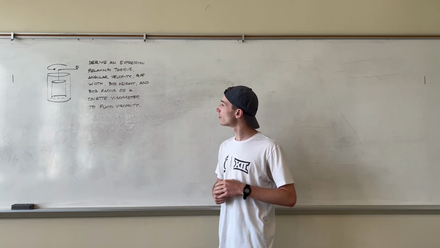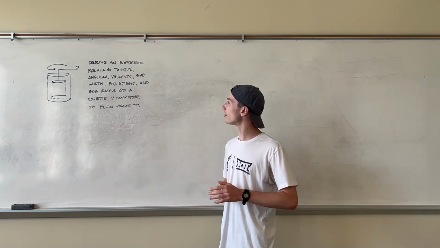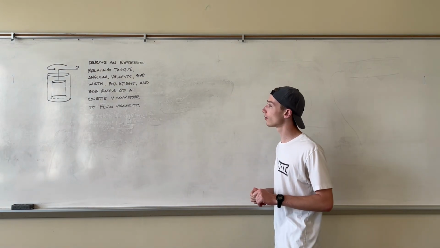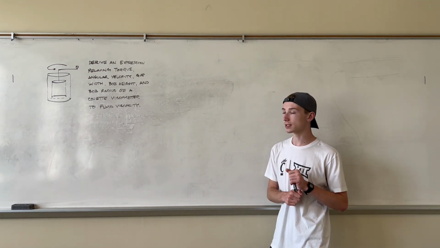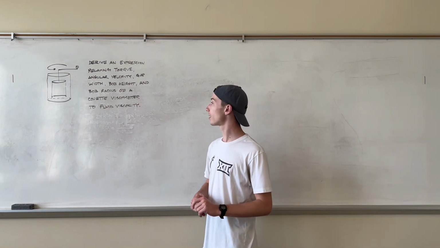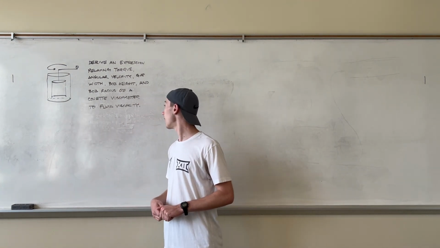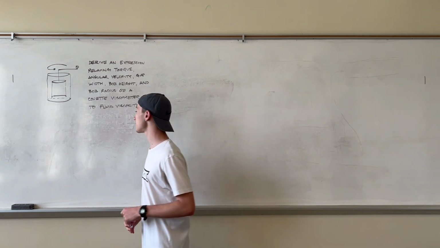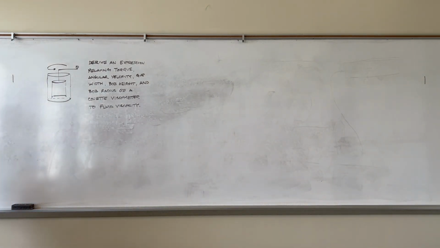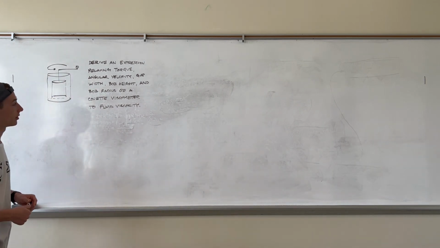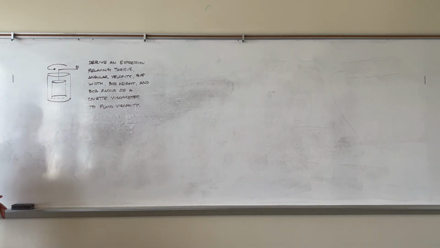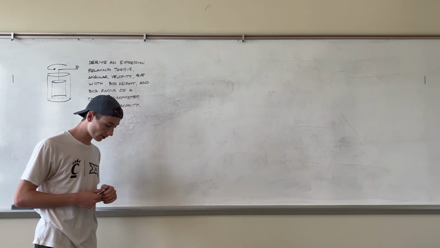And our problem today is to derive an expression relating torque, angular velocity, gap width, bob height, and bob radius of a Couette viscometer to fluid viscosity. I've gone ahead and drawn us a Couette viscometer here. It consists of two concentric barrels, and the gap is filled with fluid. You apply a torque to the handle of the viscometer, and it helps you visualize the velocity profile between the two surfaces.